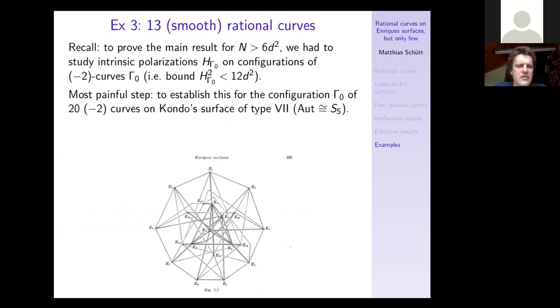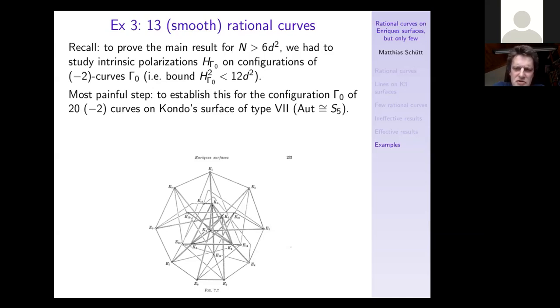What was the background? We wanted to prove intrinsic polarizations on configurations of -2 curves, gamma zero. And I told you most of these things are fairly easy. There was one case which was very painful, and this is the configuration of Kondo's surface of type 7.